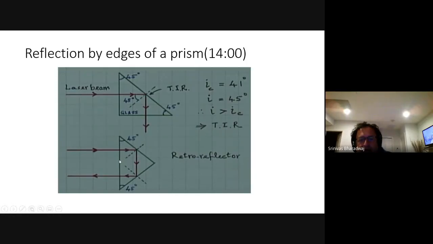If you have this kind of a prism, you will get all of the light getting totally internally reflected by that kind of a prism. It almost functions like a mirror.